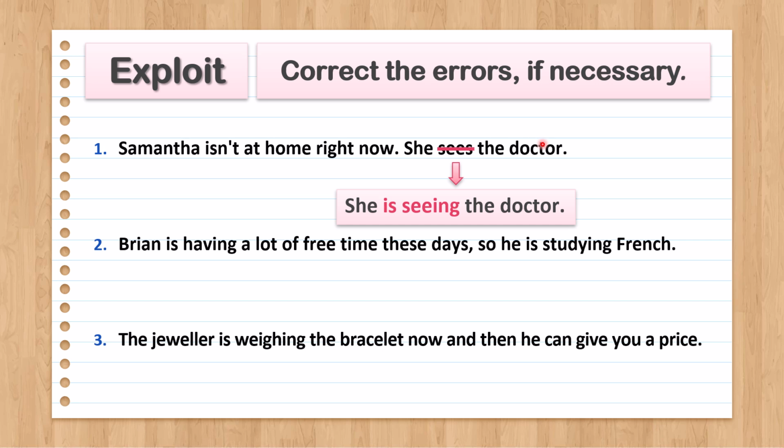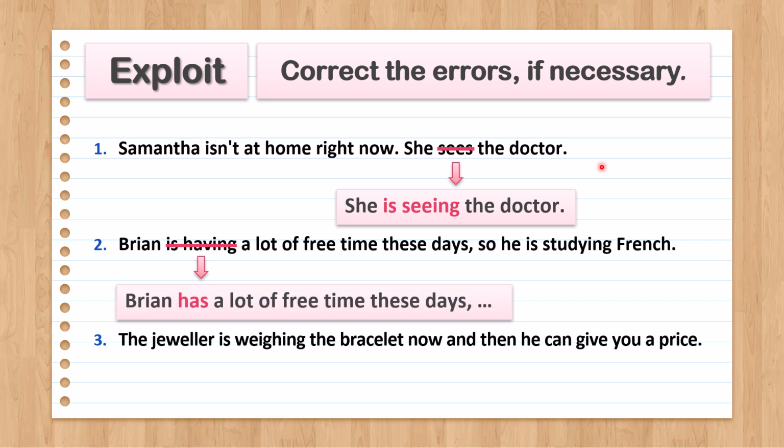Number 2, Brian is having a lot of free time these days, so he's studying French. The verb have here means possession, not doing an activity, so it shouldn't be in the continuous form. If we want to correct it, we should say Brian has a lot of free time these days. We use simple present with stative verb like have for possession.